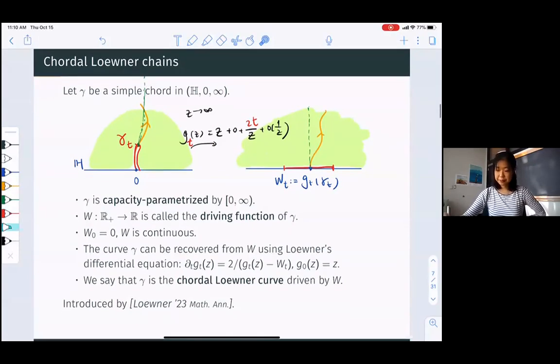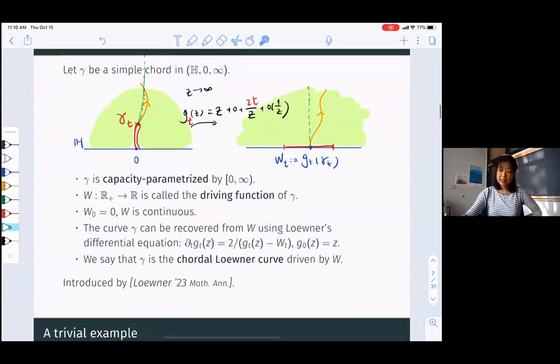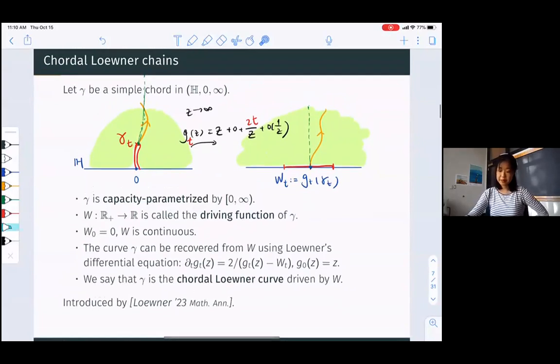So the larger this part is, the larger t is, and there's a way to parameterize gamma in this way. The tip of this curve will be mapped by g_t to a real number on the real line, called W_t. This function W, defined from R plus to R, is a real valued function. It's called the driving function of gamma. We know that this function is 0 at time 0, and it is continuous if you start with a simple chord.